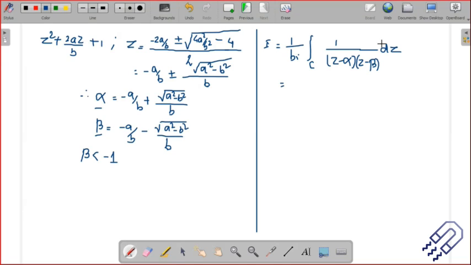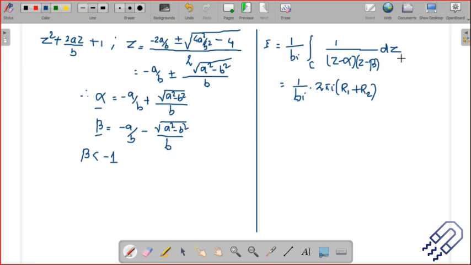If I want to integrate this, it has poles alpha and beta, and I already found what alpha and beta are. So we can simply write it as 1 divided by bi, and if you remember Cauchy's residue theorem, I can put it as 2 pi i times the sum of the residues R1 plus R2.